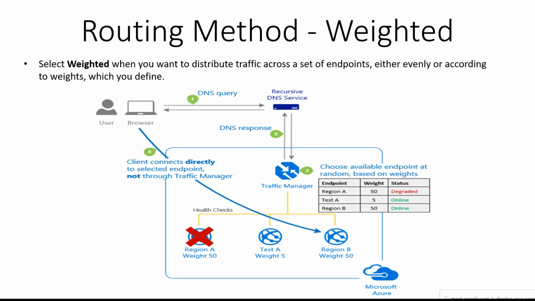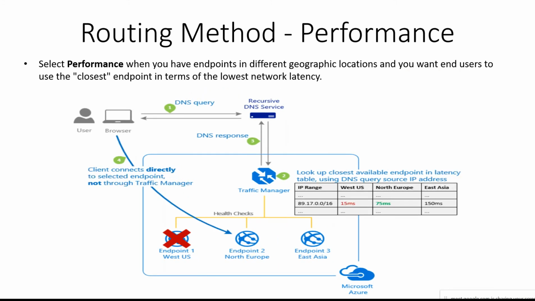The next option is weighted. Basically, you can give weightage. For example, with the same US, EU, and Asia, you can give weightages for each, and based on the weightages it will route the traffic accordingly. Basically, it distributes the traffic either evenly or according to the weights that you define. So that is the weighted option.